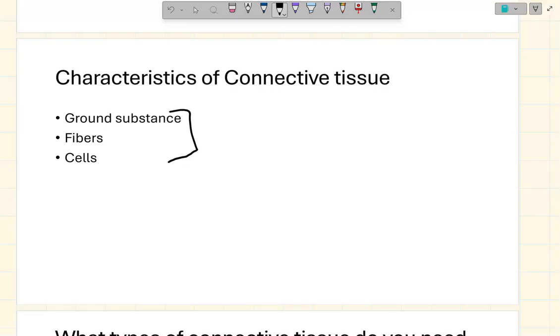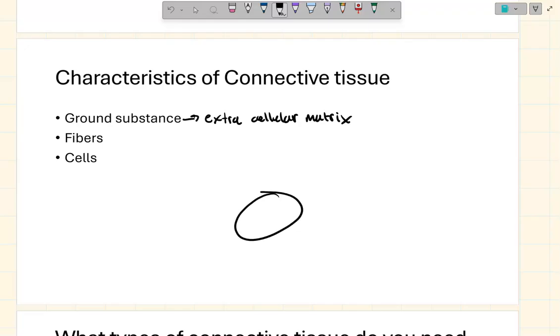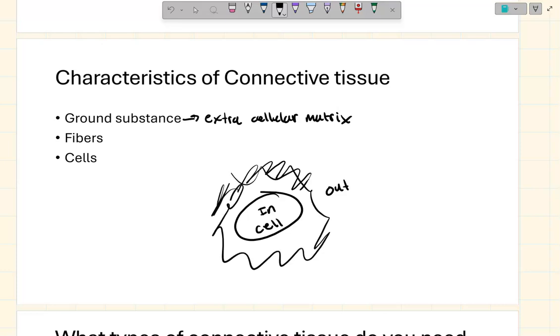The ground substance, though, makes up what's called the extracellular matrix. So if I were to draw just a generic cell, the cell has an inside and an outside, right? Like inside the cell membrane and outside the cell membrane. Well, outside the cell membrane, it's not just hollow blank space. It's the space that's filled with a bunch of cells, fibers. Those fibers might be collagen fibers, reticular fibers, elastic fibers, stuff like that.